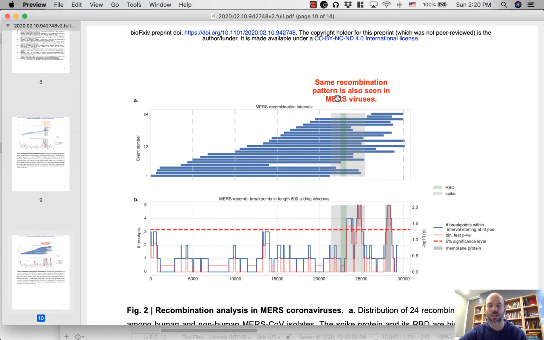The MERS outbreak actually came from camels, and they also see a lot of recombination events in the spike protein. It's not quite as convincing as with the coronaviruses due to lack of data, but they do mention it here to say that SARS is not unique. Recombination also seems to be something that happens in MERS viruses, and perhaps especially in the receptor binding domain and the spike protein.